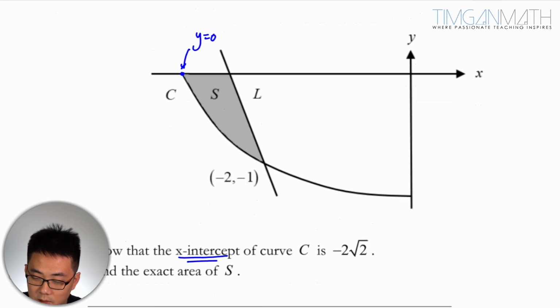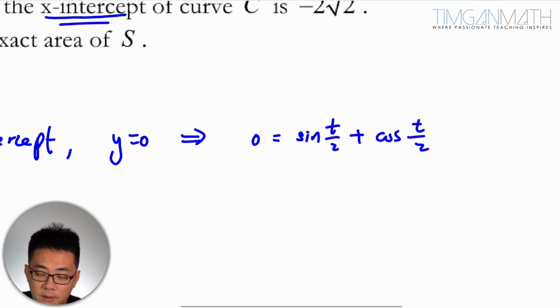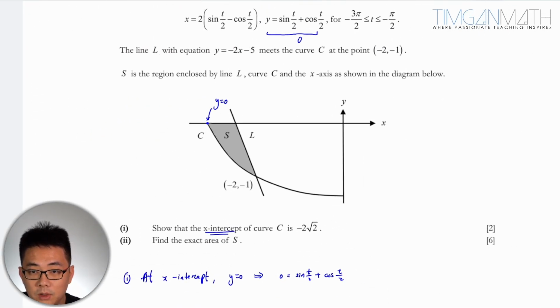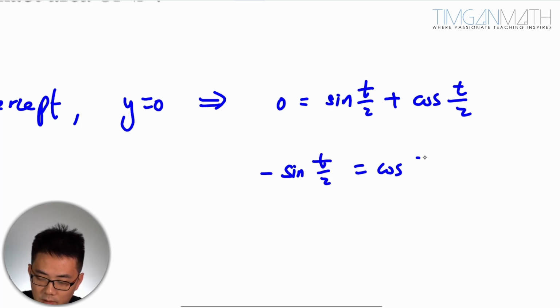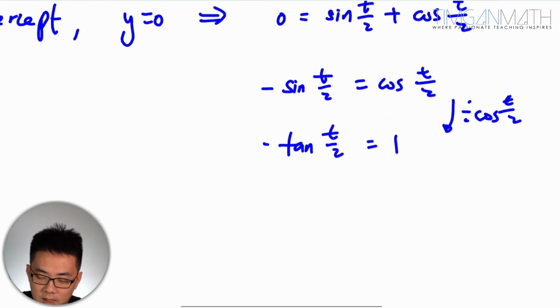this will give us 0 equals sine t over 2 plus cosine t over 2, meaning to say this equation here becomes 0 and this becomes 0. Right? So that is a point there. So once I've done this, this will be minus sine t over 2 equals cosine t over 2. Very simply, I could just divide both sides by cosine t over 2. Then this will be tangent t over 2 equals negative 1.